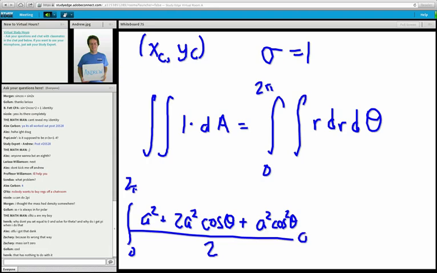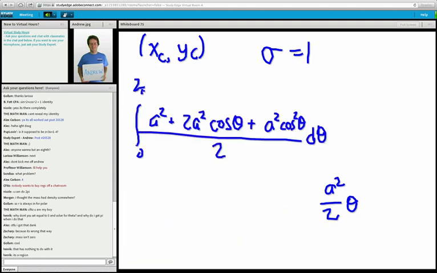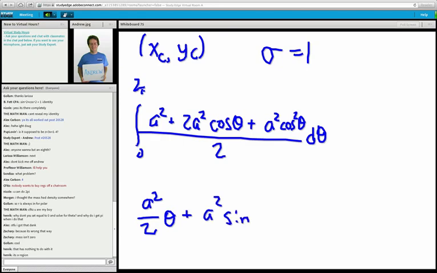If you do this with respect to theta, this gives you a squared over 2 theta. I'm going to run out of room, but let's get rid of this. I'm just getting the mass first, and I know this is probably an integral you guys don't need me to do, but it's a squared over 2 theta plus a squared sine theta. Again, I wanted to do this out for my own peace of mind and because I had a few things to say about it.